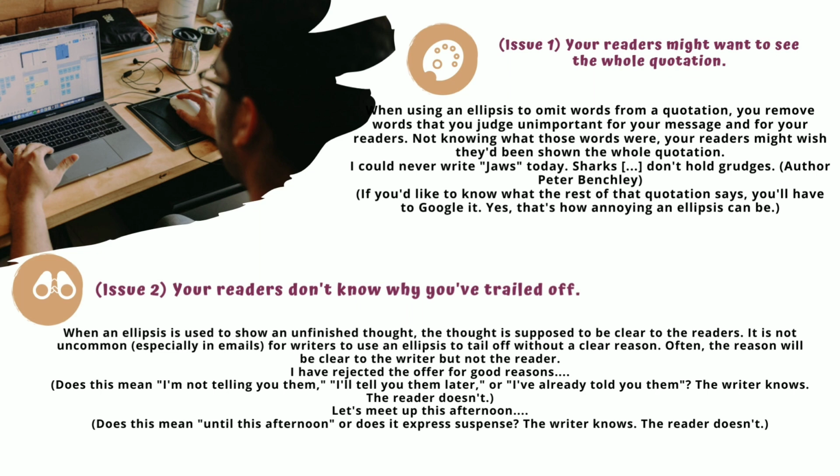Issue 2: your readers don't know why you've trailed off. When an ellipsis is used to show an unfinished thought, the thought is supposed to be clear to the readers. It is not uncommon, especially in emails, for writers to use an ellipsis to tail off without a clear reason. Often, the reason will be clear to the writer but not the reader. I have rejected the offer for good reasons. ... Does this mean I'm not telling you them? I will tell you them later. Or, I've already told you them. The writer knows. The reader doesn't.